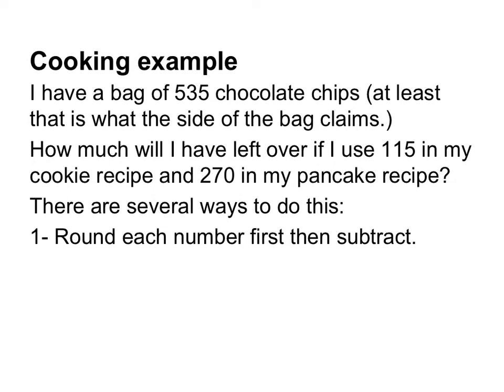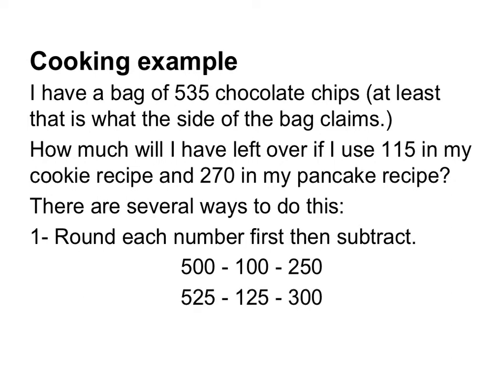So one way would be to round each number on its own and then do the subtraction. So I start with 535 chocolate chips, so maybe I round that to 500. Then I'm going to use 115 in my cookies, so that's about 100. Then I'm going to use 270 in my pancake, well that's about 250. So that's a fairly straightforward subtraction. I have 500, I subtract 100, so now I'm at 400. Then I subtract 200, that puts me at 200. I subtract another 50, that puts me at 150.